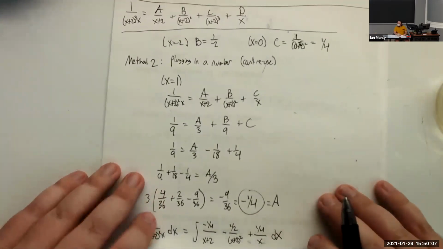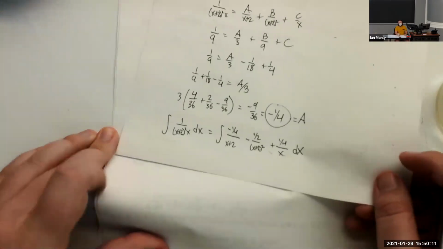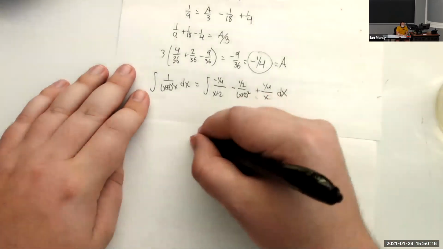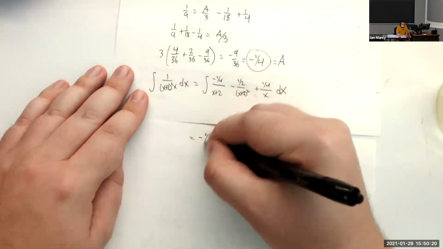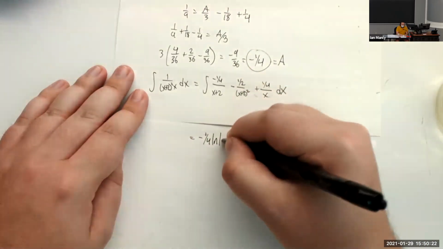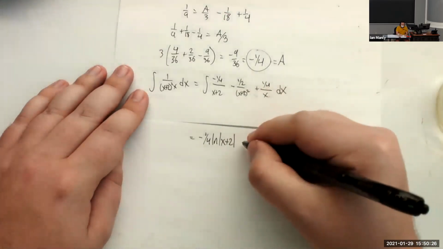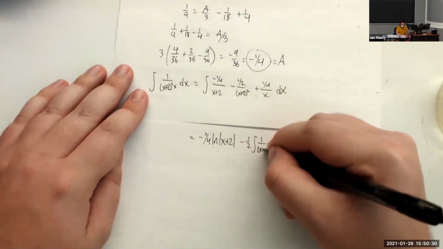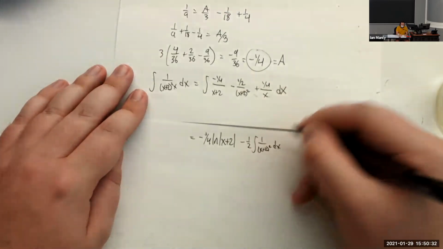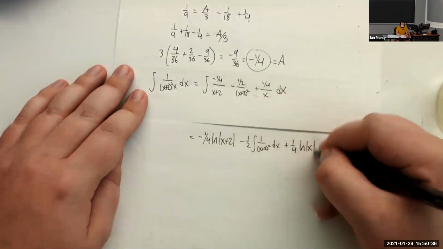Now, 2 out of the 3 of these will be exactly the same as the integrals we've done earlier. So for this first one, I have a number over x plus or minus a number. This will be -1/4 natural log of absolute value of x plus 2. This one I'll get to in a moment, so I'll just leave it like this. And then this one is going to be 1/4 natural log of absolute value of x.